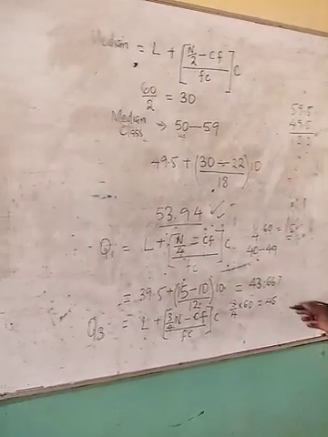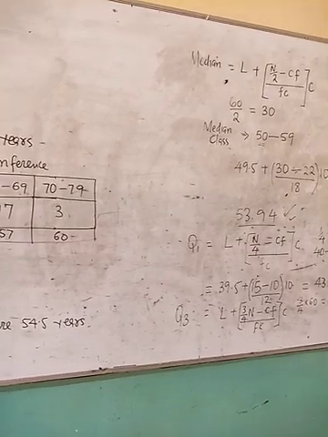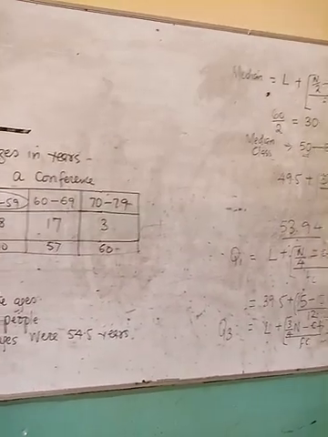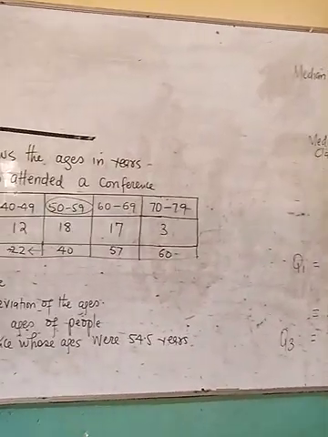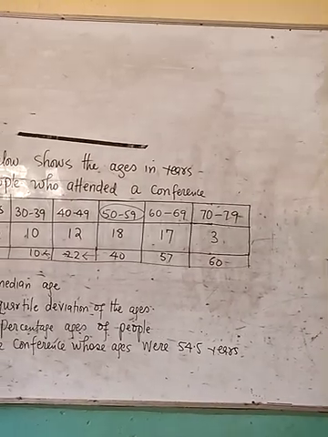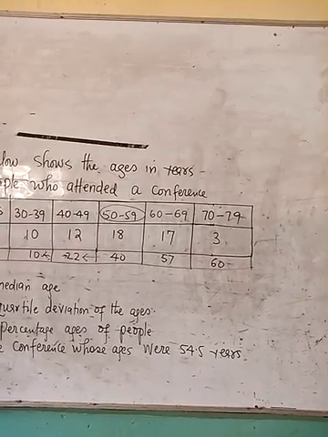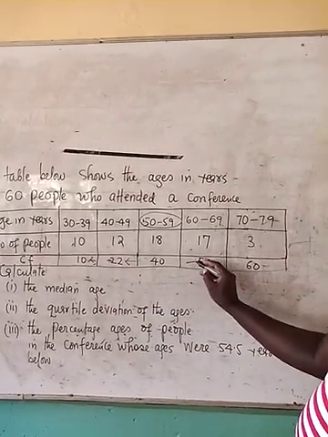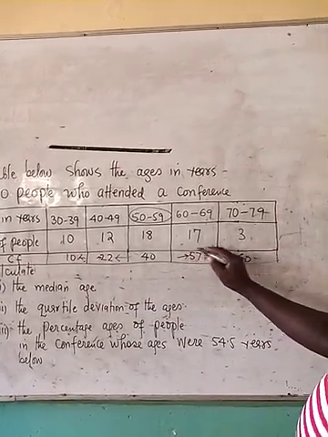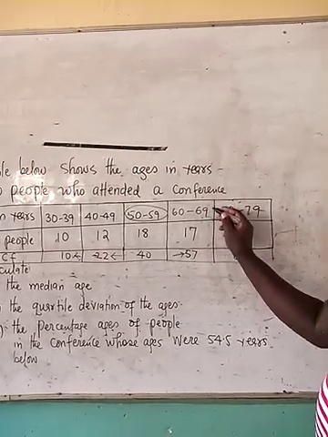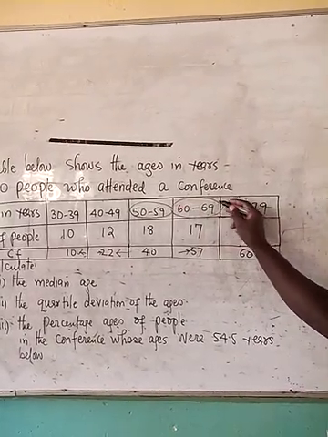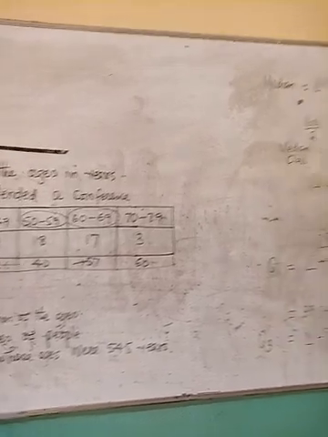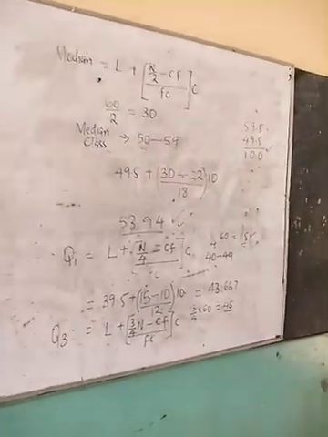So where does the upper quartile class fall? You will check under the cumulative frequency column and see where 45 will fall. So obviously 45 is more than 40, so it will fall under 57. The class that corresponds to that is 60 to 69. So the upper quartile class is 60 to 69.